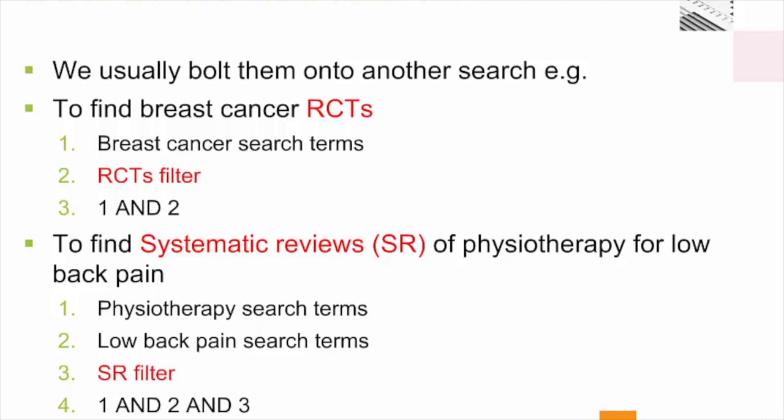And the second example I've given you on the slide is an approach to find systematic reviews of physiotherapy for low back pain. In this example, we have a set of search terms, probably to find physiotherapy. We have a set of search terms in set 2 to find low back pain. And then the systematic review filter, such as the one we've just looked at, would be the third concept, and then we would combine all three concepts to find systematic reviews of physiotherapy for low back pain.